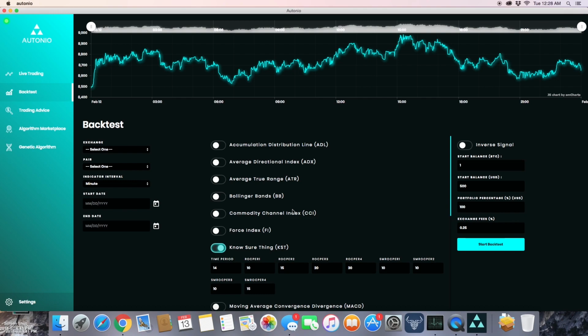Buy signals will occur when the KST crosses above the 0 line or when the KST crosses above its signal line. The sell signals occur when the KST crosses below the zero line or when the KST crosses below the signal line. When the KST stays above 0 during an uptrend, it confirms the trend, and when KST stays below 0 during a downtrend, it confirms the downtrend.